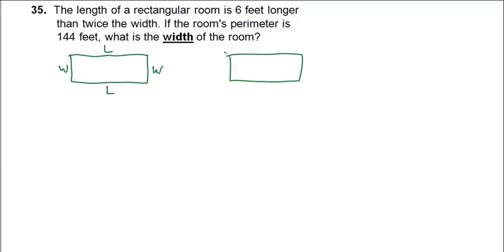So it says the length of a rectangular room is 6 feet longer than twice the width. So in place of length, we're going to put 6 feet longer than twice the width. So twice the width would be 2w, and 6 feet longer would be plus 6. So we still have the w here. And again, in place of the length, we know that's going to be the 2w plus 6. And again, we have the width.